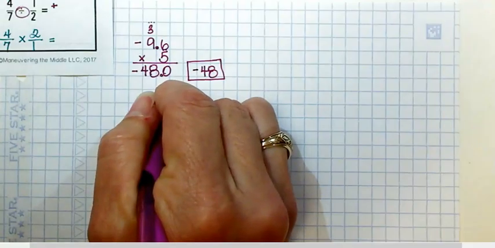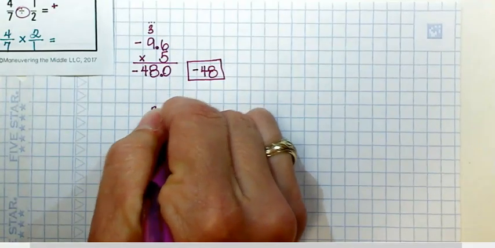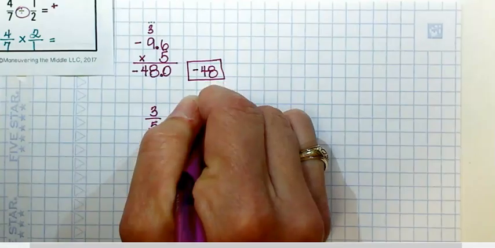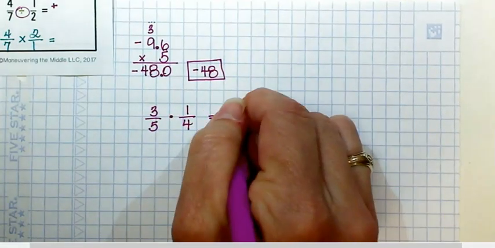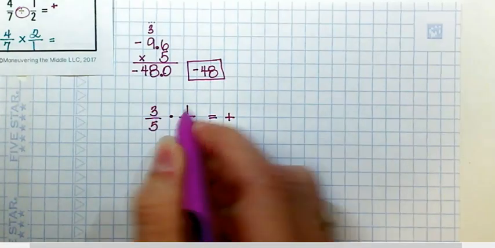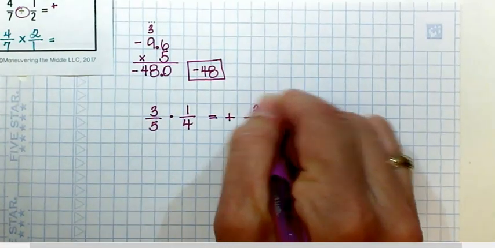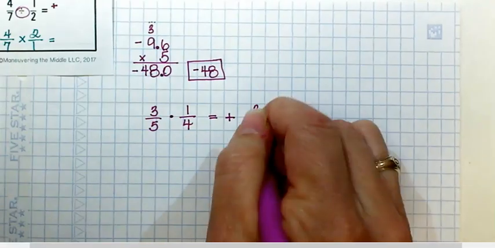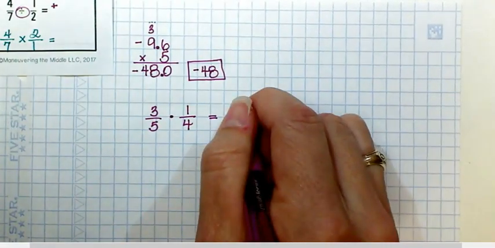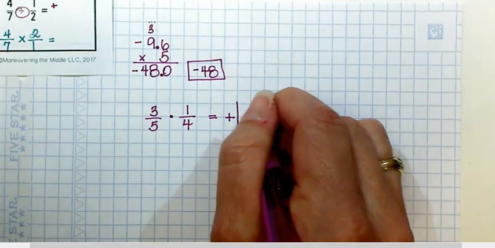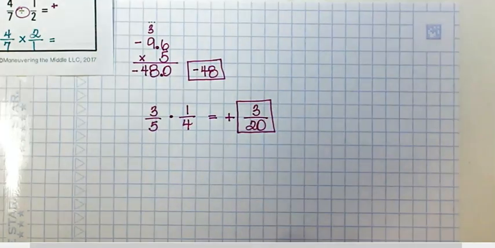Okay. The next under that is 3/5 times 1/4. They're both positive, so my answer will be positive. 3 times 1 is 3. 5 times 4 is 20. Okay. Normally, we don't have to include the sign if it's positive, but just to point out that it is indeed positive.